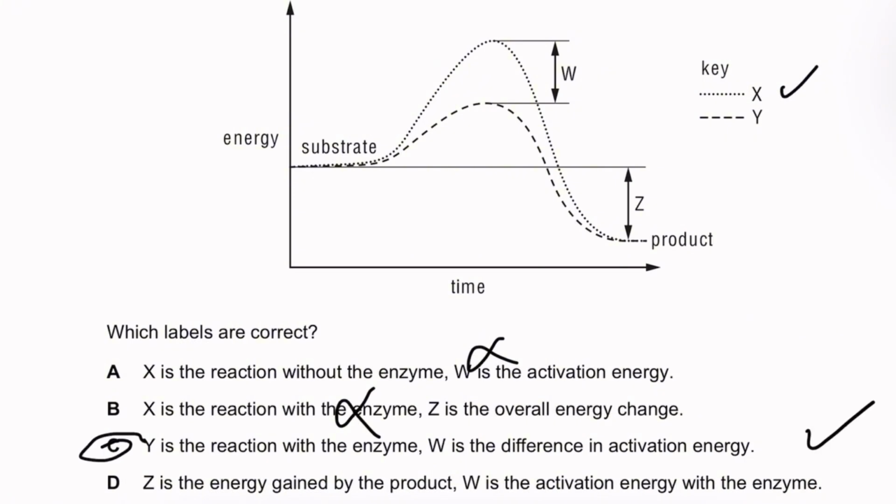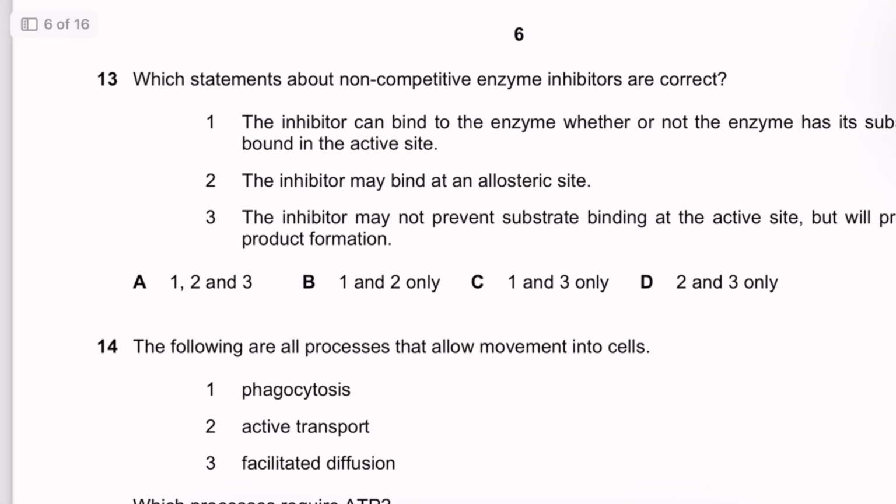Z is the energy gained by the product. No, actually the product here loses energy. You can see how the energy for the substrate is higher than the product, so D is automatically wrong.